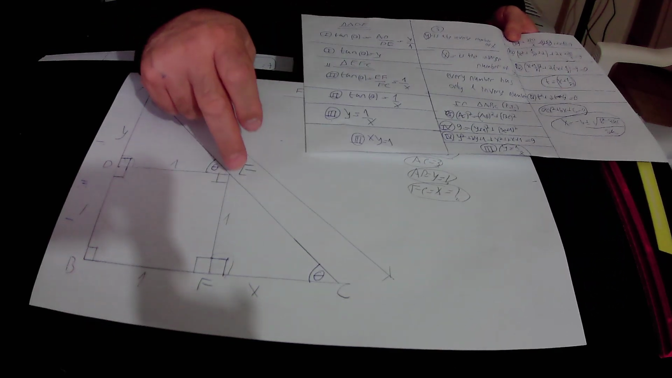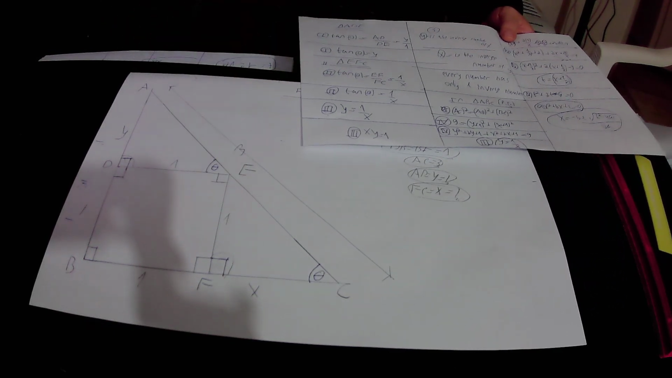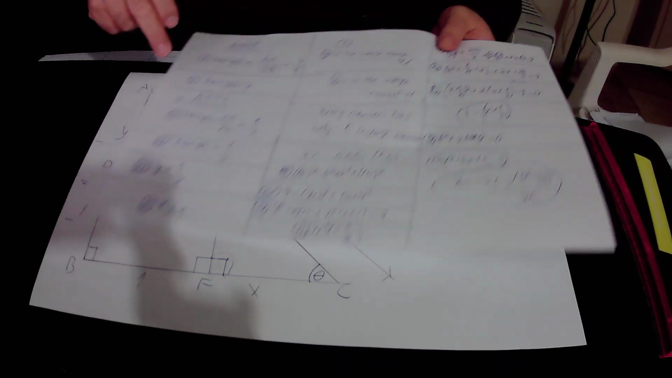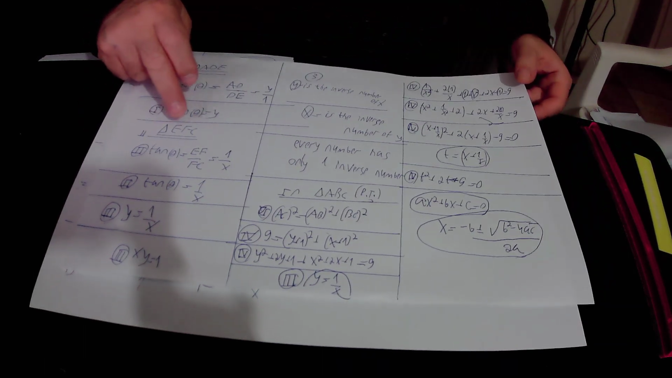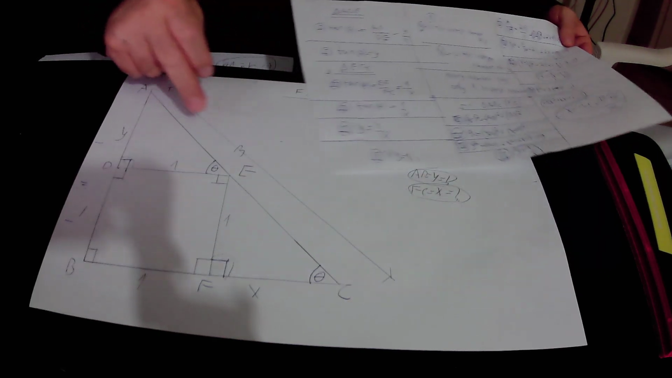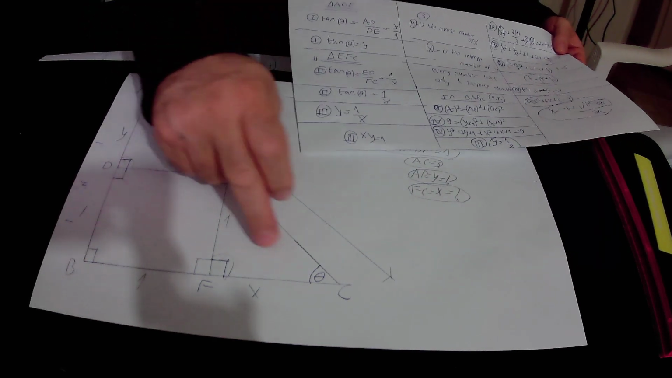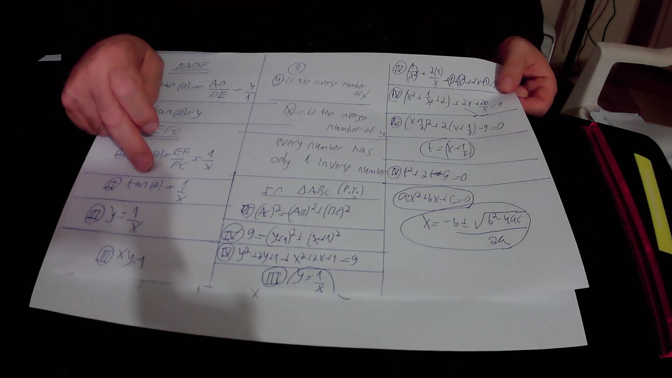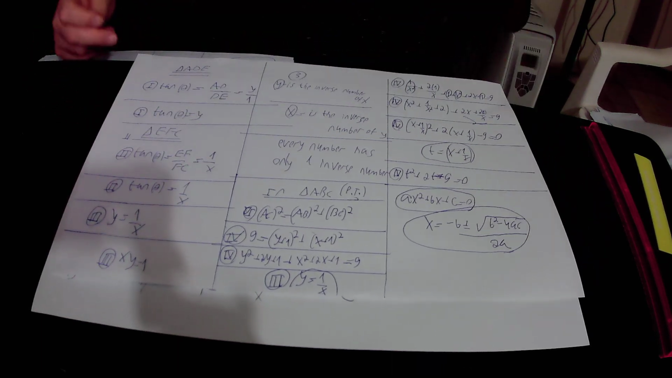Then we focused on the right triangle, triangle EFC. On this triangle, tangent theta equals EF over FC. On triangle EFC, tangent theta equals EF over FC, but EF equals 1, FC equals X. So in conclusion, we found out that according to equation number 2, tangent theta equals 1 over X.